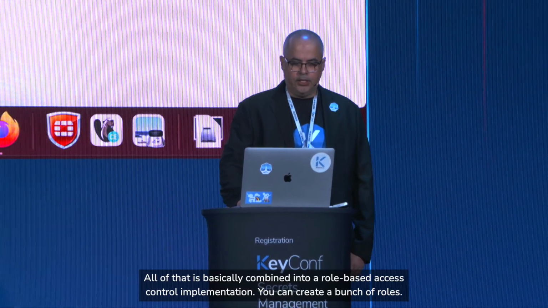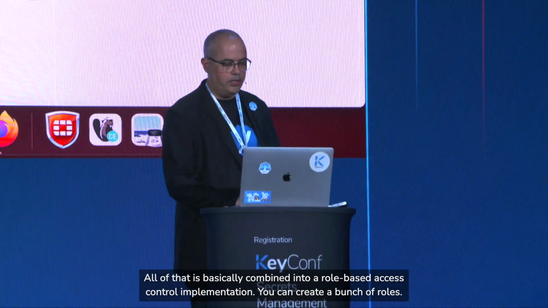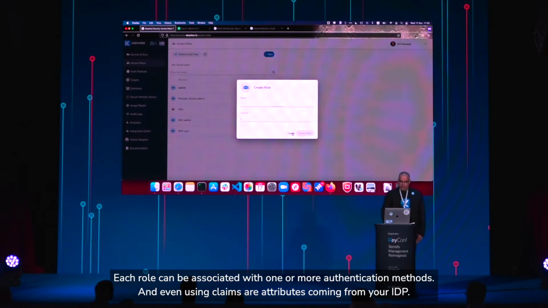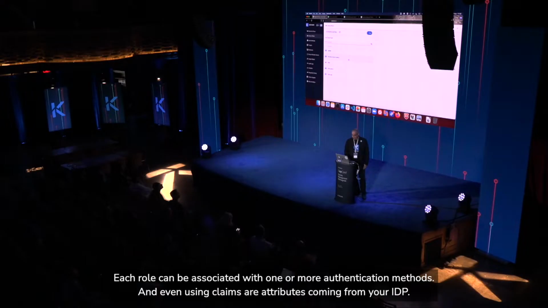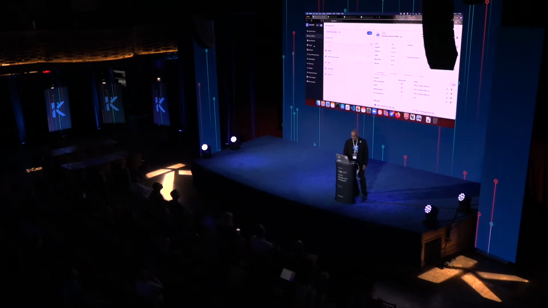All of that is basically combined into our role-based access control implementation. You can create a bunch of roles. Each role can be associated with one or more authentication methods, and even using claims or attributes coming from your IDP, and this can grant you access to certain secrets based on their location, as you can see here.